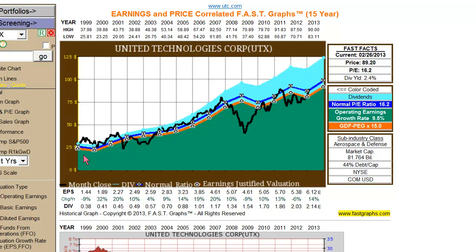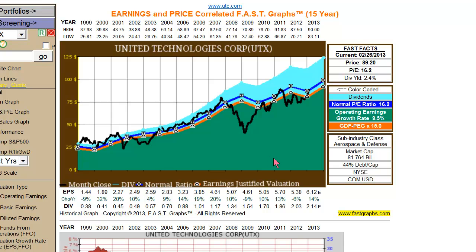The final component of a fully functioning FastGraph represents dividends if the company pays any. Dividends are expressed as a light blue shaded area. Although they are paid out of earnings, since the stock market will capitalize all the earnings, as you see here with the price tracking the orange line, dividends will represent an extra return.